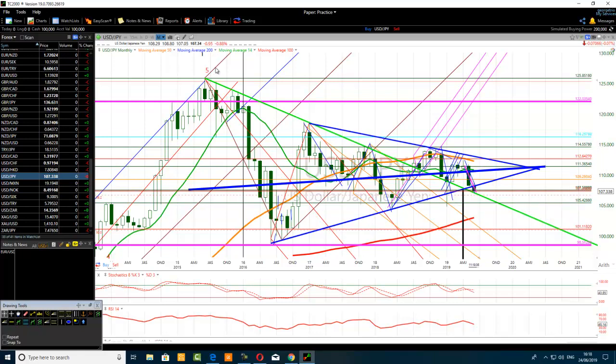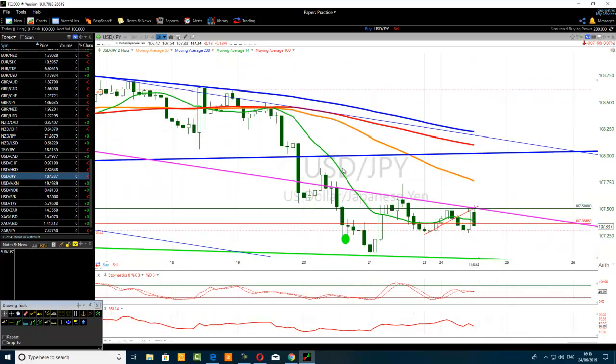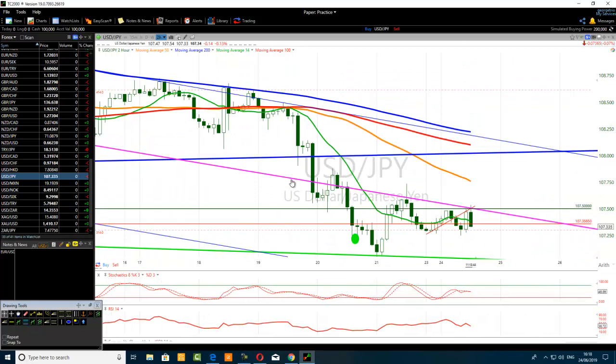Okay? And also looking at the 2-hour time frame, we are in a declining channel and we are below the median line. So now the price is struggling to go back above the median line of that declining channel, which means the bearish momentum is increasing.